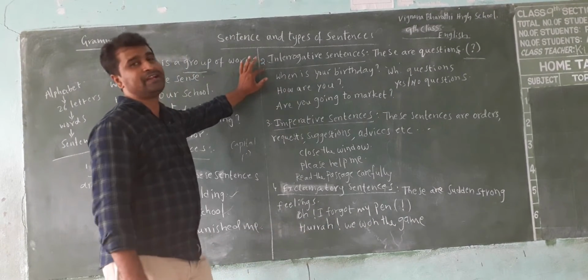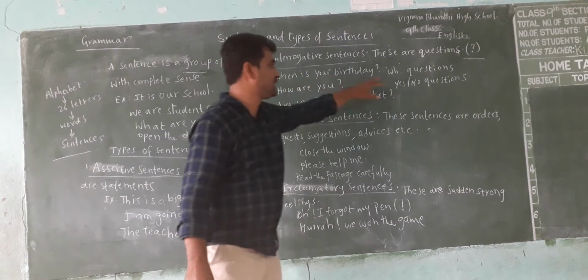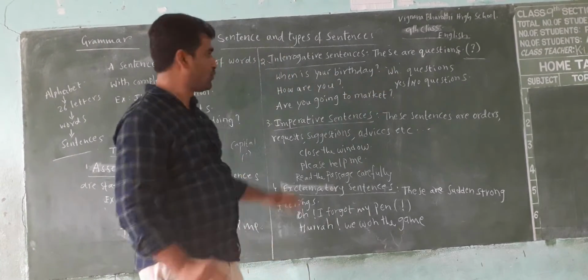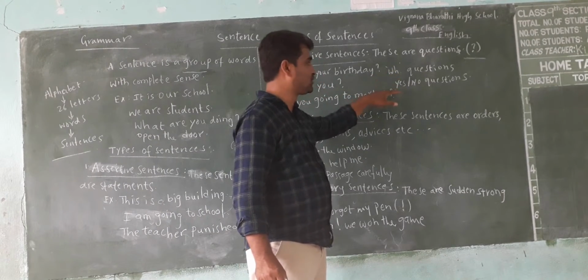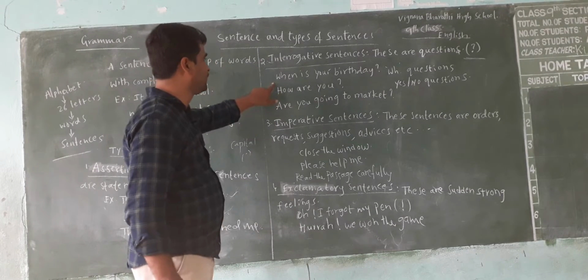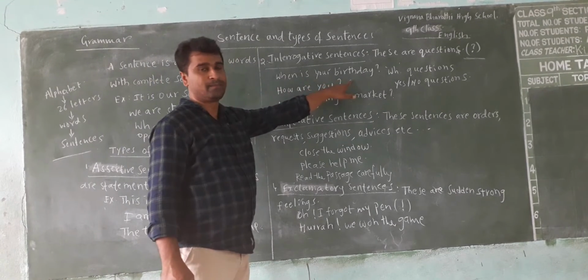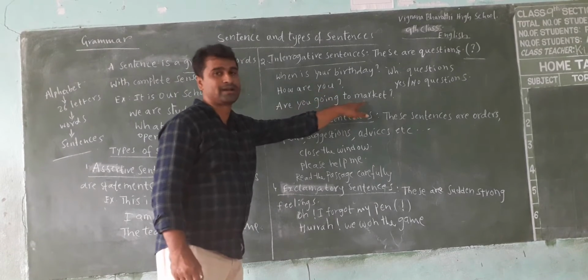Now, in interrogative sentences also, there are two kinds of sentences. Number 1, WH questions. Number 2, yes or no type questions. See here: When is your birthday? How are you? Are you going to market?